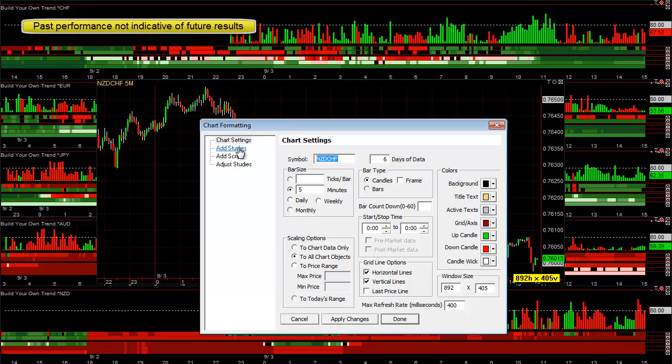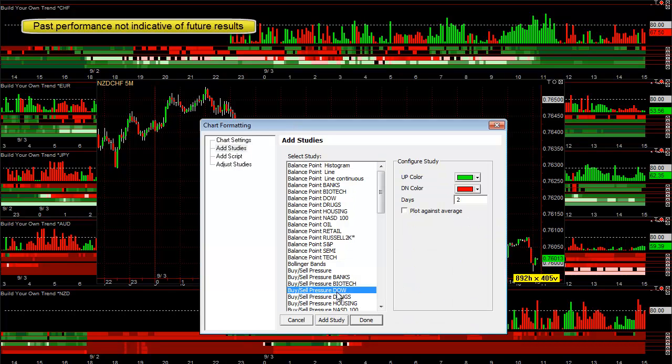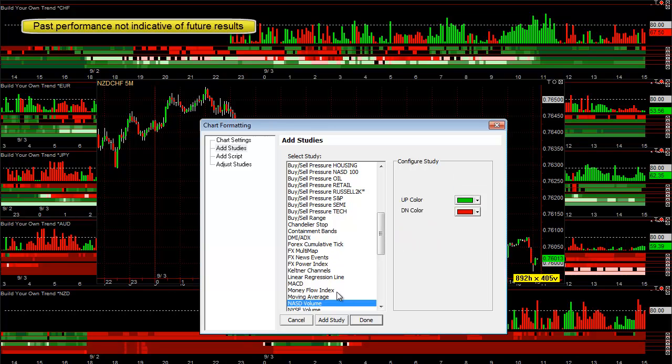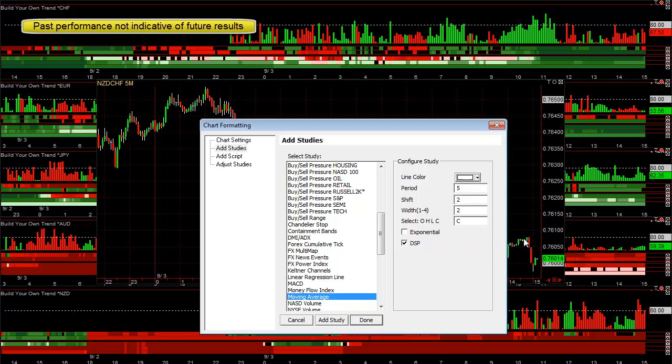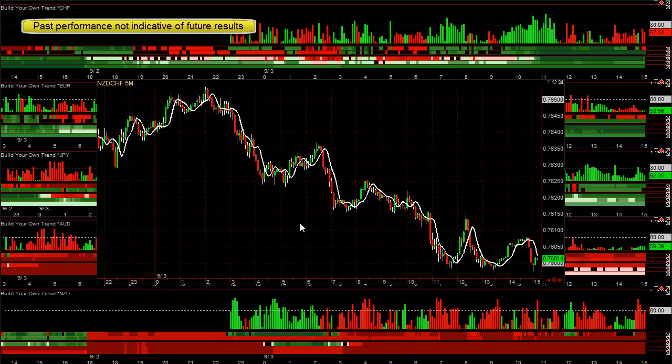One very easy method of trading is just putting on a moving average, which is much more advanced than just a simple moving average. It's using digital signal processing, very advanced math. I put a 5 period, shifted 2 bars to the right. And basically, once you find a trend, wait for some kind of a pullback. So you might have went short right here.